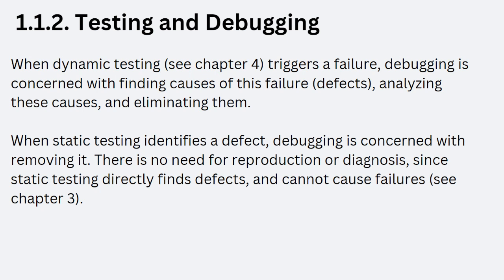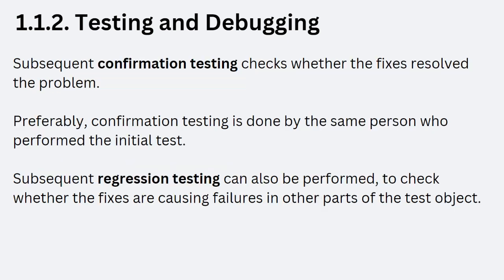In summary, static testing finds faults directly in the test object, while dynamic testing triggers failures that are caused by faults. After fixing it, we do something called confirmation testing to make sure our fix worked. Ideally, the same person who found the problem should also check if the fix is good. And sometimes we do regression testing to make sure our fix didn't break anything else in the software.